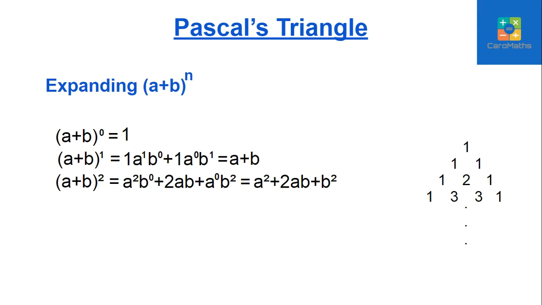And the last one I want to show you is a plus b cubed. And if you look at the fourth row of Pascal's triangle, you can see that the coefficients we're expecting are 1, 3, 3, 1. And I just want to give you a moment to see if you can work it out yourself, and then I'll explain to you how it's done.